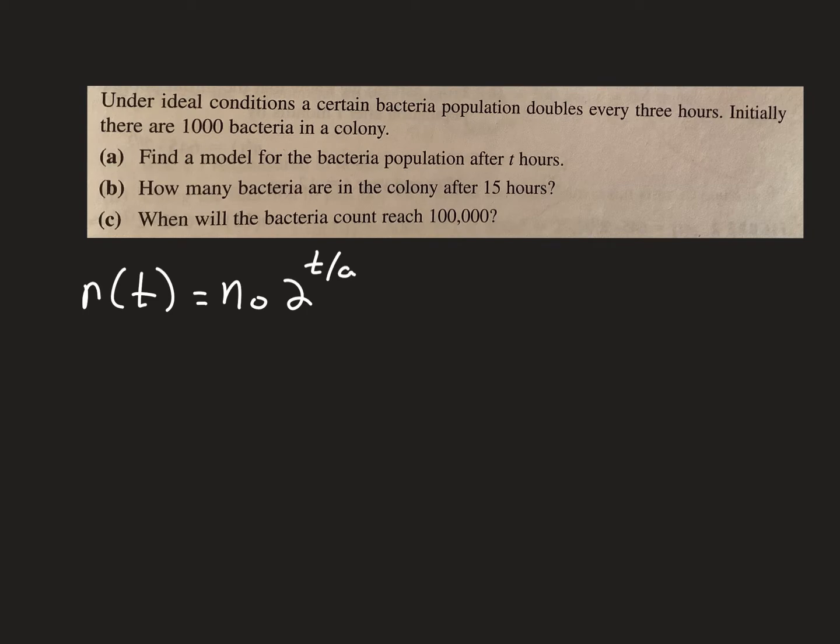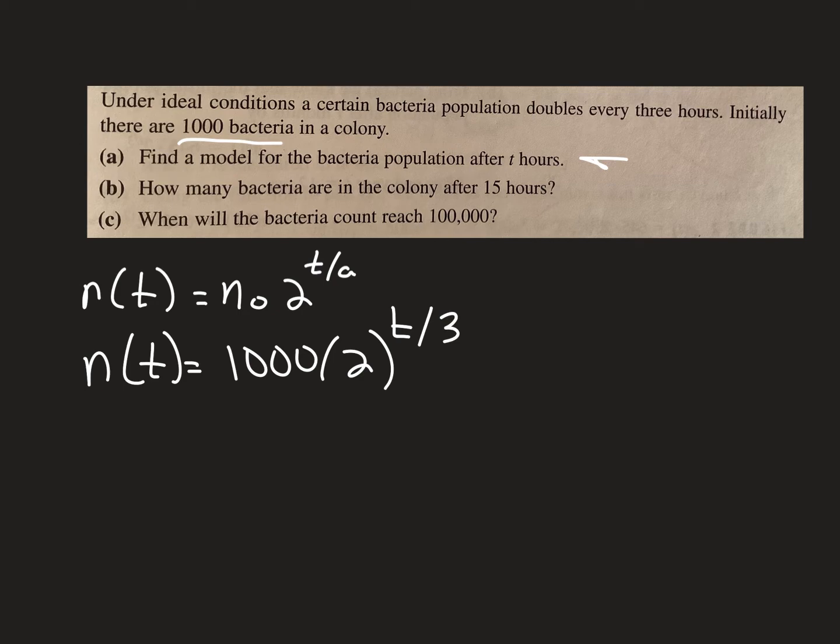Okay. Under ideal situations, a certain bacteria doubles every 3 hours. So we're talking hours. Initially, there's 1,000 bacteria in a colony. Find a model for the bacteria after T hours. So the first thing, all I want you to find is a model. So we're going to say N of T. The initial population is 1,000. We have our 2. And the time, we don't know. But A, it says it doubles every 3 hours, T over 3. And that's the model.